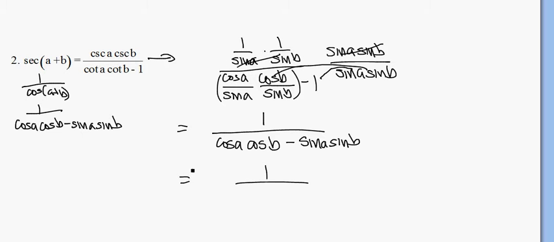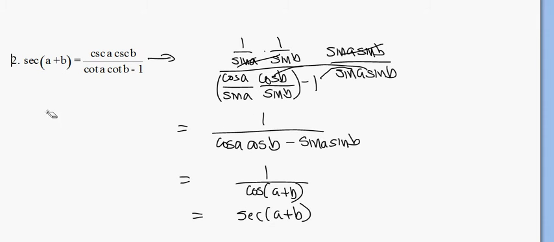And hopefully you notice, oh look, those two are the same, so I really have the cosine of a plus b, which I can rewrite as the secant of a plus b. And now nobody's looking. I got it without doing anything tricky.